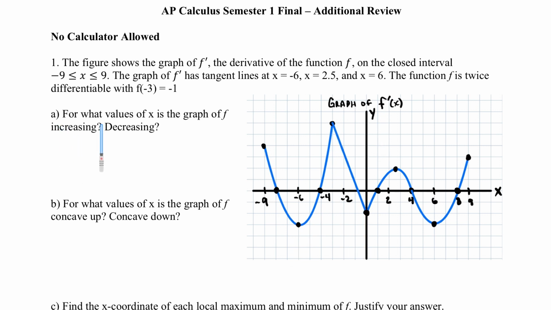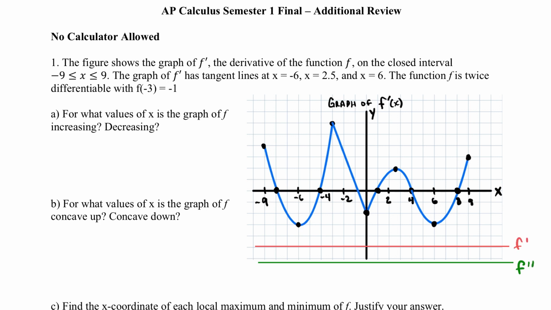All right, so then part A says, for what values of x is the graph of f increasing and decreasing? Okay, so this is f prime, remember that, so we need to determine what parts of f are increasing and decreasing. And for part B, concave up and concave down. Okay, so I know they're going to ask these 2 questions, so I'm going to do one thing right away that'll help me out. I'll be putting a number line in right under it, and then we'll do another one right under it. This one will be for f double prime, and this red one will be for f prime.